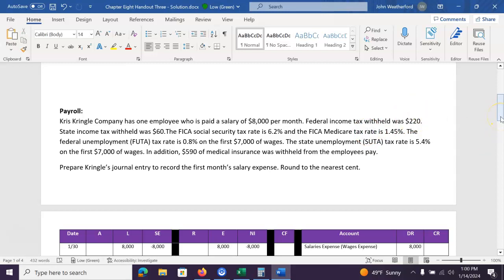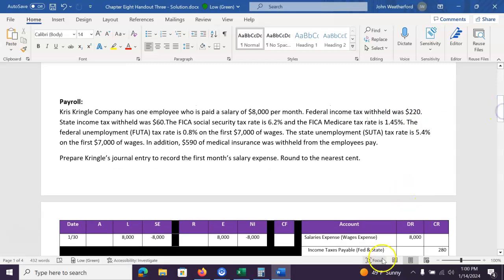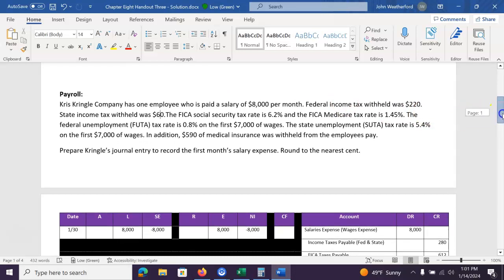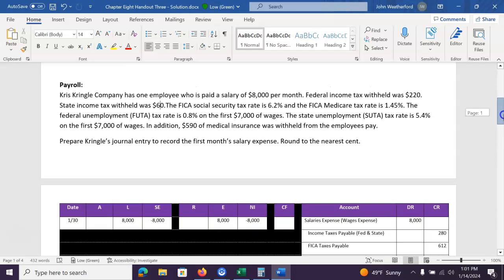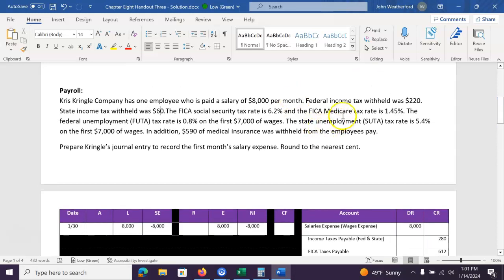Because again, they're due to some third party. It's almost as soon as the amounts are withheld. So for federal income tax withheld, we'll credit income taxes payable. Now here they combined federal and state. The 220 plus the 60 gets us to the 280. I think you would want to keep those separate because they're probably going to separate places, but that works for our purposes. And then we're going to credit FICA taxes payable for the Medicare and Social Security withheld from the employee's check.